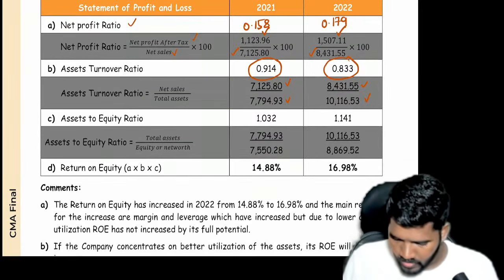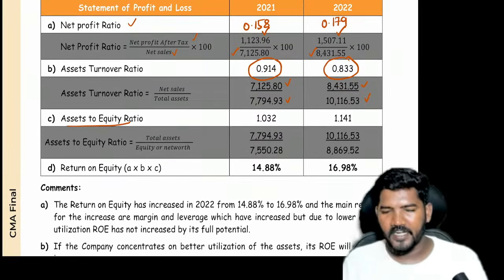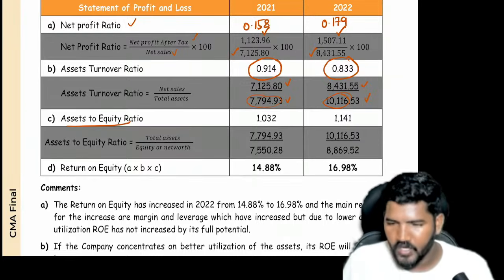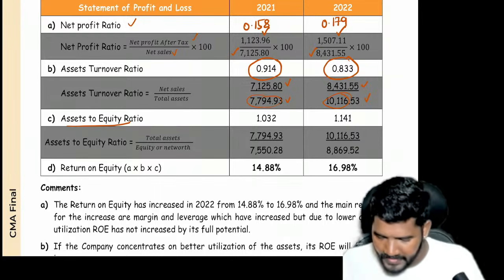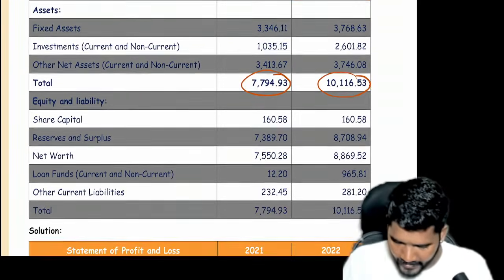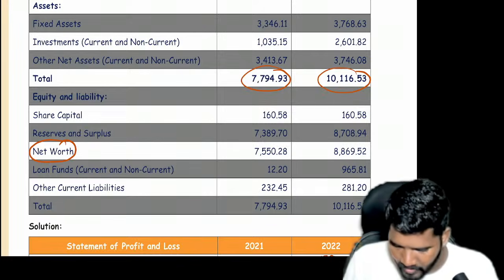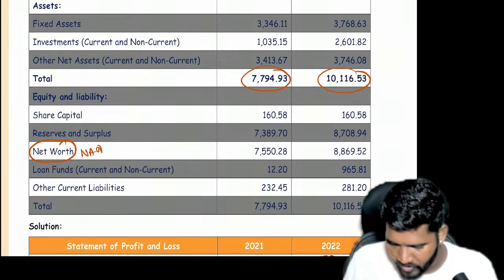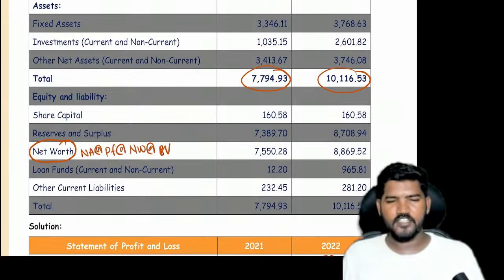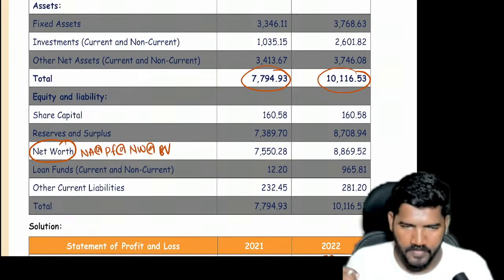Next, assets to equity ratio, which is nothing but the equity multiplier. We already took the total assets value. Now if you know the equity, then you can easily answer. Equity also has different names, guys. Equity is also known as net assets, proprietary fund, net worth, and book value. This kind of names they will give.